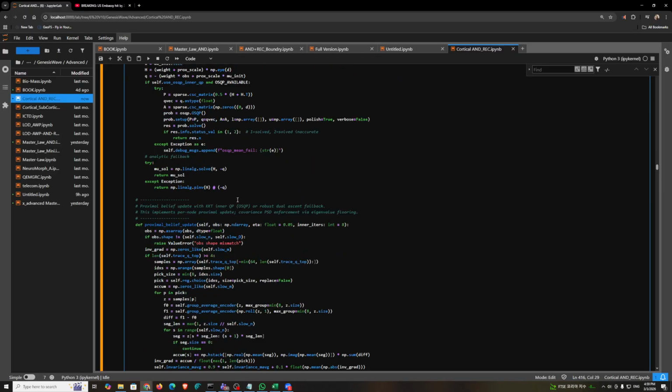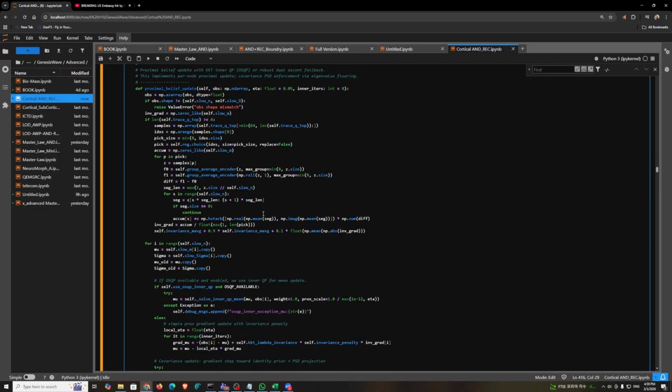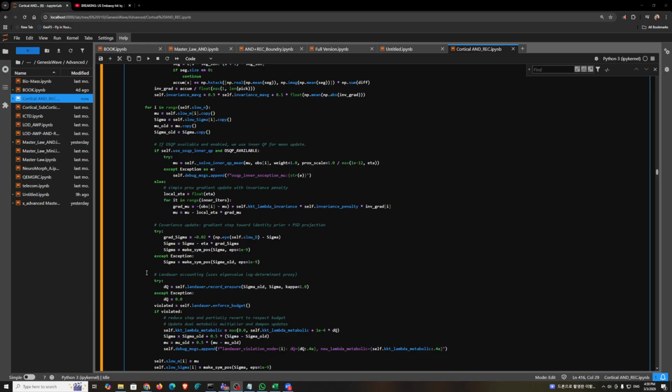But crucially, this function integrates the Landauer book down here to account for the metabolic cost of updating beliefs. If a belief update causes too much information erasure, and if it exceeds the energy budget, the system might partially revert the update, or it might increase the penalty for future erasure, forcing the agent to consider energy efficiency in all of its learning processes.